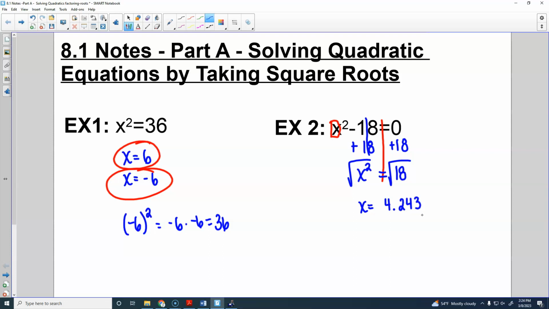Now, that's not my only answer. Negative will also work. So you can do like we did on the last problem and list them as 2 separate answers. Or, here's another option. If you have a positive and negative of the same number, you can just put plus or minus 4.243 there. So that's actually 2 answers. It's one with a positive, one with a negative.